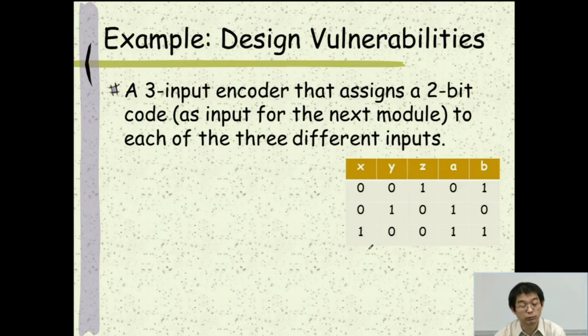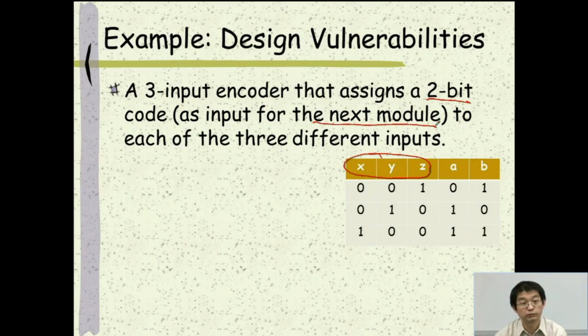So now let's look at a couple of more concrete examples. The first example is coming from the review slides for digital logic design, where we have this 3-input encoder. There are 3 bits of input X, Y, and Z, and at any time, any one of them can be 1, but only one. What we want to do is encode this with a 2-bit code, which will be fed into the next module as input.